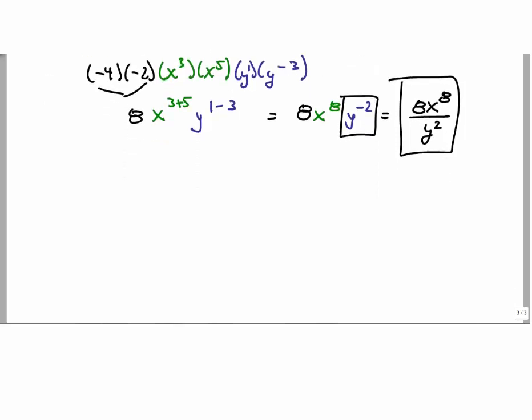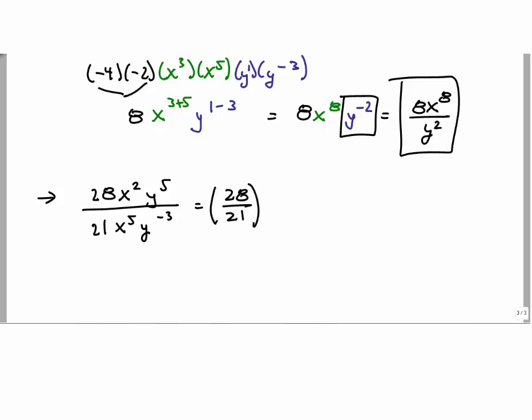Let's look at one that has a quotient and is a little more complicated. So let's do something like 28 x squared y to the 5th all over 21 x to the 5th, and then let's do a negative exponent down here in the denominator. And I'm going to do the same thing as before. I'm going to group my coefficients together, I'm going to group my x's together, and then I'll group my y's together lastly. So this would be y to the 5th, y to the negative 3.